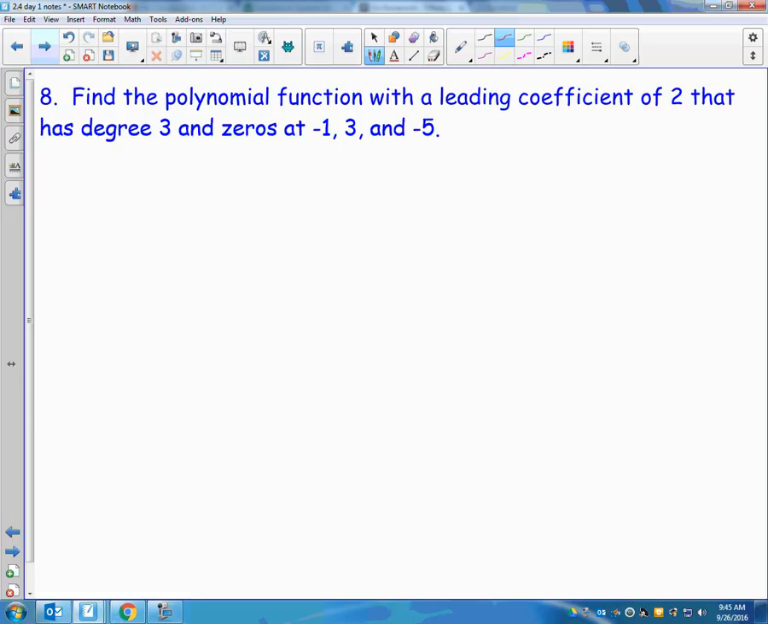So we did this the other day about writing a polynomial from the zeros, and here's another one. Probably you can guarantee you're going to see one of those on your test. This one says find a polynomial function with a leading coefficient 2 that is degree 3 and has zeros at -1, 3, -5. Last week, we said using only algebra. It's just algebra though. Any ideas?